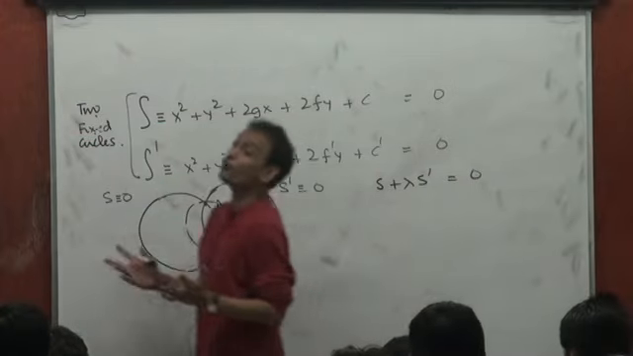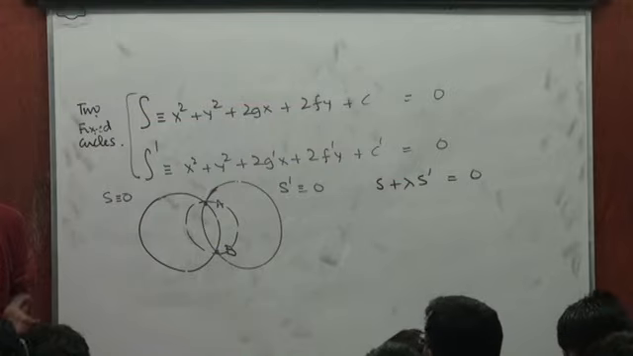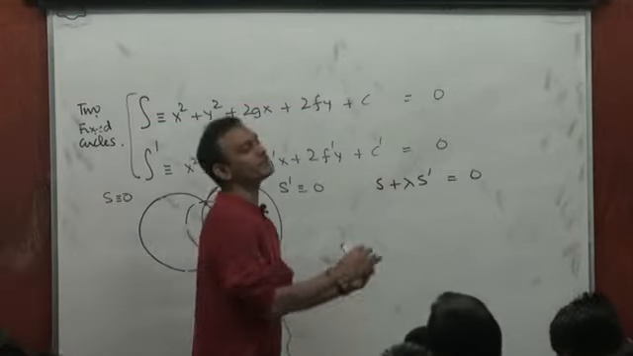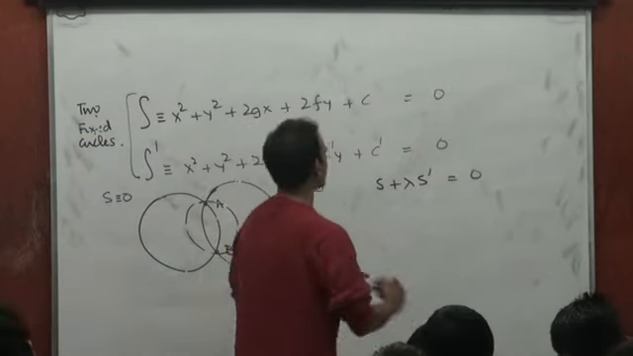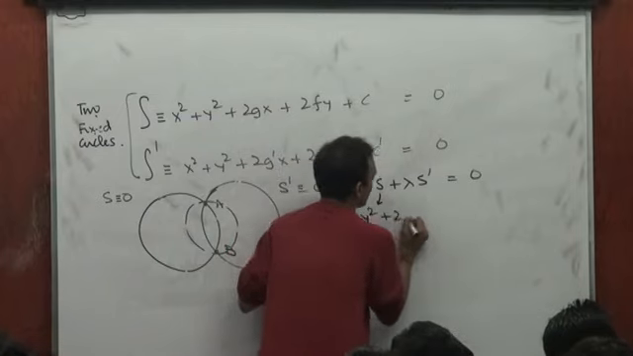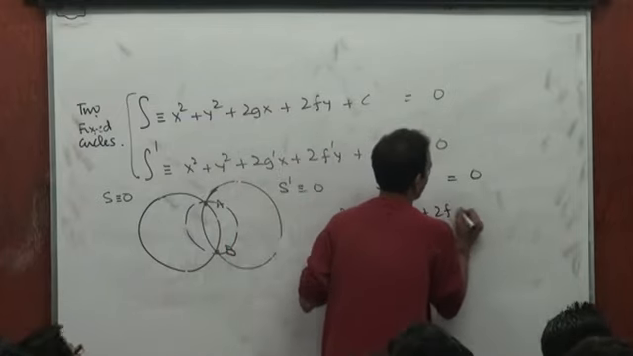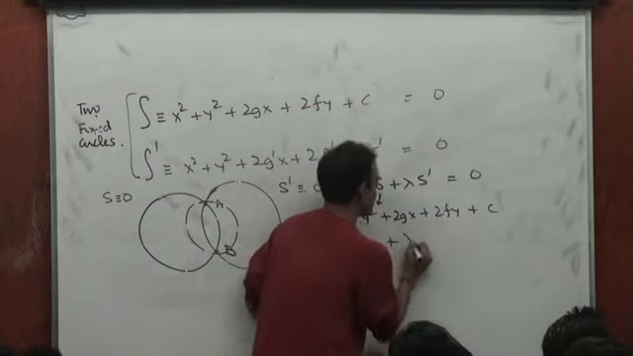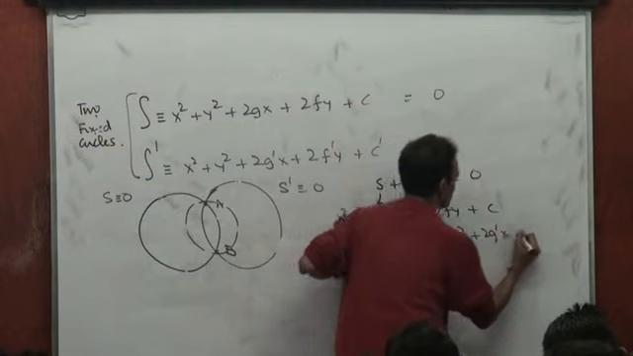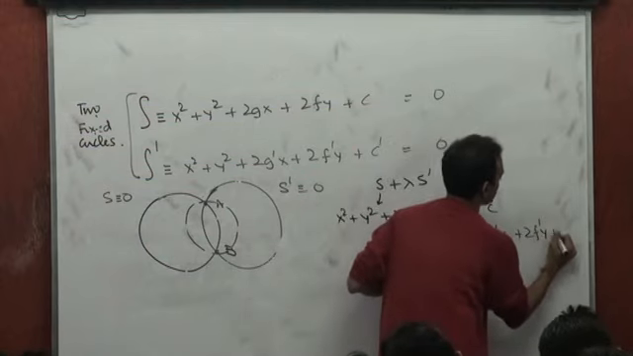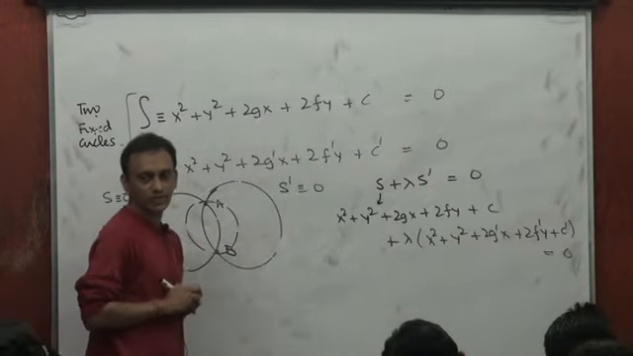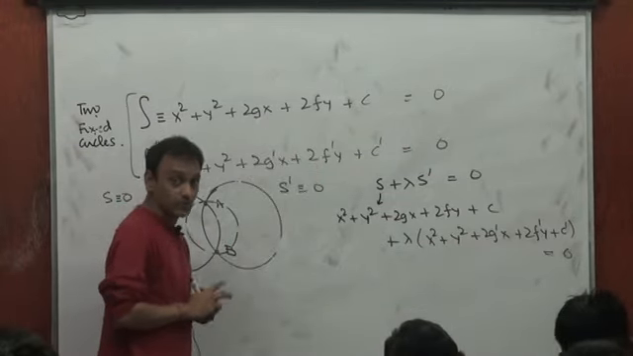Let's first try and understand what this represents. Try and understand what S plus lambda S prime would eventually represent. What geometric entity would S and S prime represent? Well, you write S as x square plus y square plus 2gx plus 2fy plus c plus lambda times x square plus y square plus 2g prime x plus 2f prime y plus c prime equal to 0. That's S plus lambda S prime equal to 0, a linear combination of two circles, right?